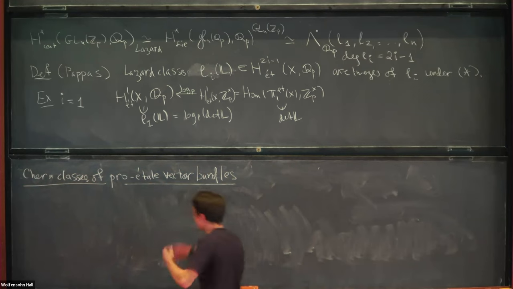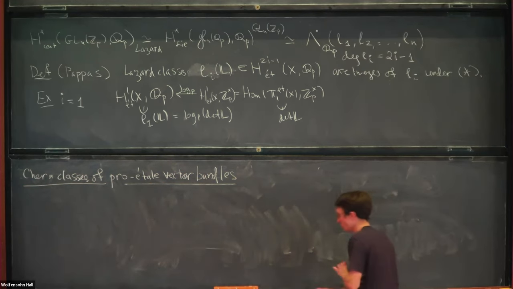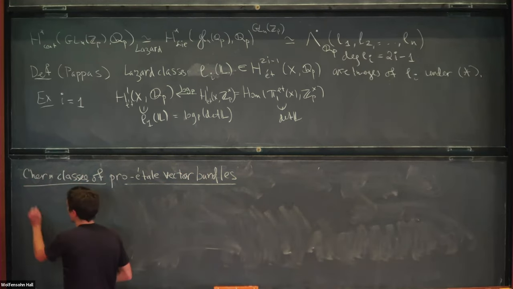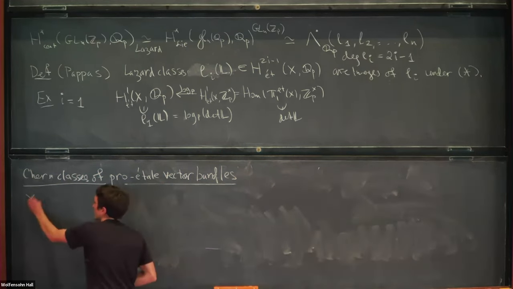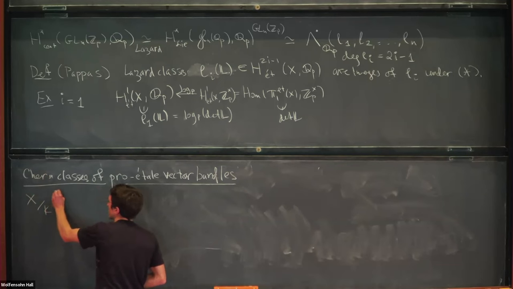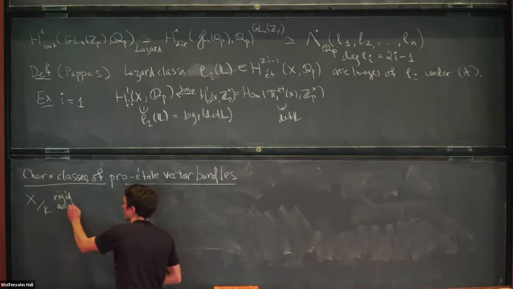So far I was doing everything algebraically, but now it will be more natural to work in the analytic category. So let me still stick to working over a finite extension of Q_p. And now let me suppose that my X is a rigid analytic variety. I mean, you could define it in a much larger generality, but maybe not so important.